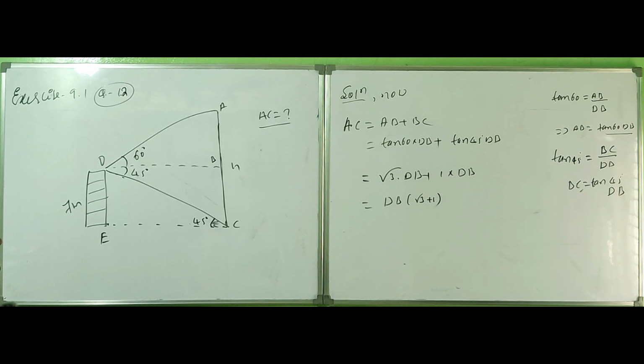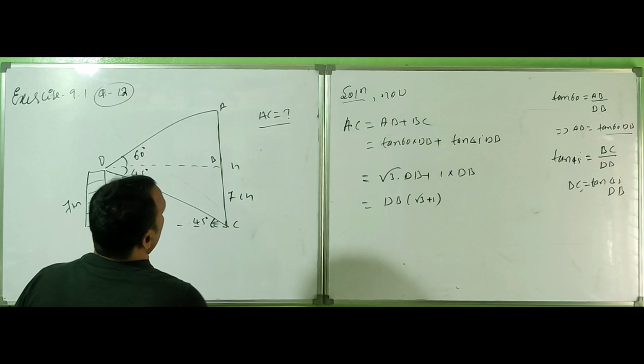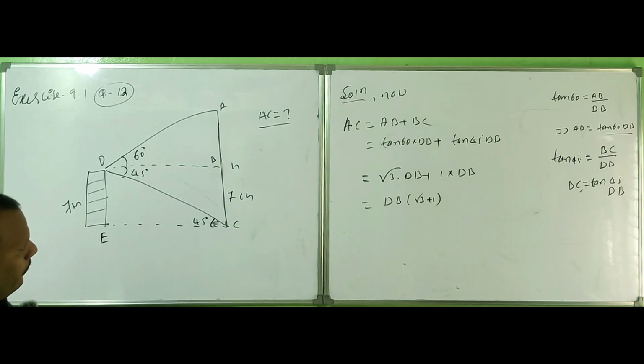How to find DB here? They are not given. Height of the tower. We have BC equal to 7 cm, right? BC is 7.